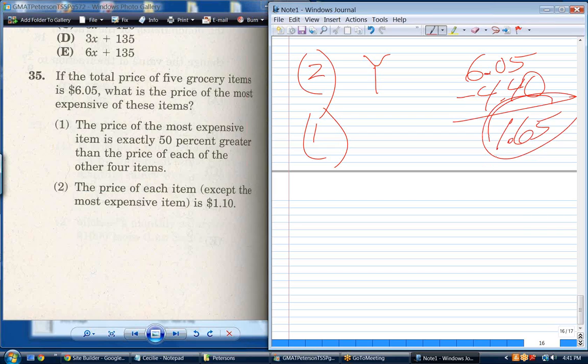$1.65. Well, $1.65 happens to be exactly 50% more than $1.10. But you don't know that. You don't know that it's $1.10. Like you don't have that if you're only looking at 1. Okay, so let's solve it mathematically, algebraically. Let's let X be the price of each of the other 4 items.